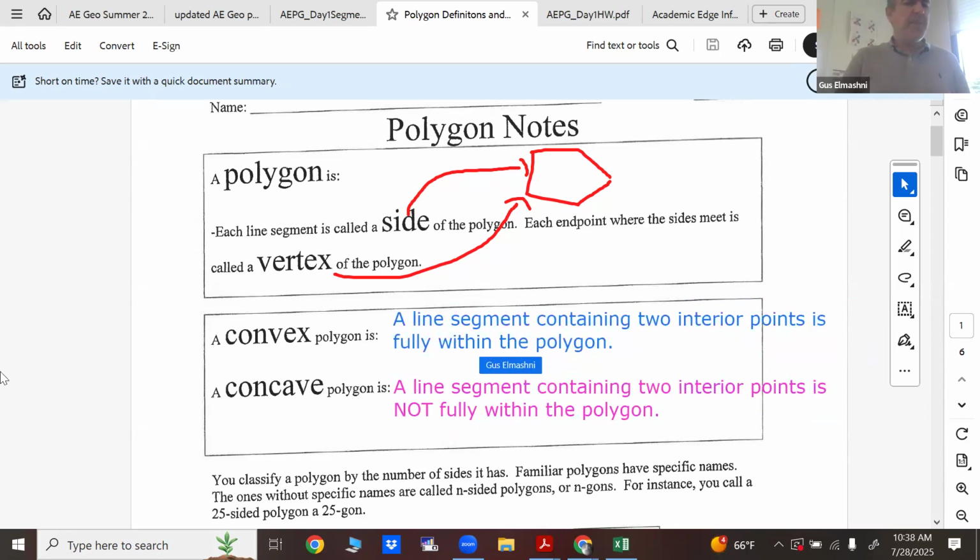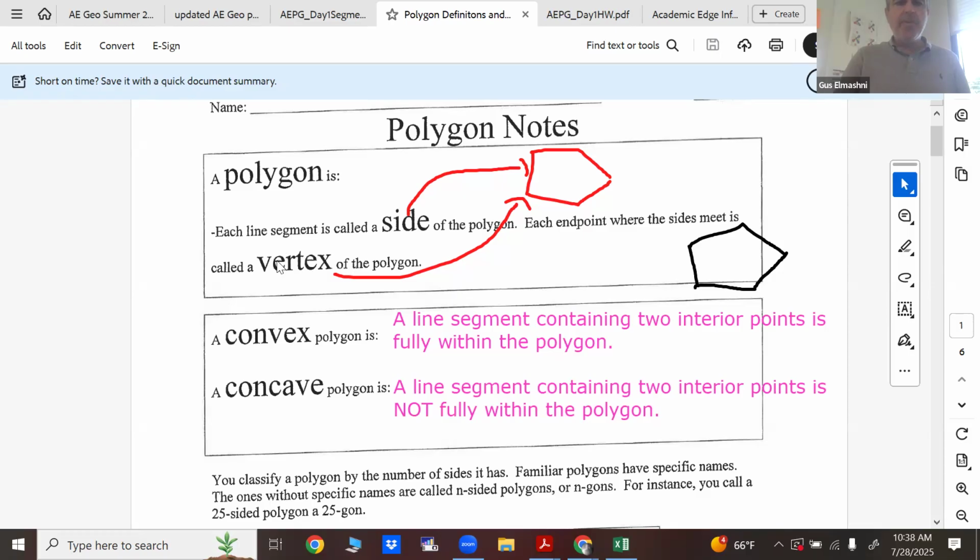So I know it sounds weird. A line segment containing two interior points is fully within the polygon, and then the concave is the opposite, not. Let me draw a diagram. This will make sense once I do that. Okay. Again, let me draw a pentagon.